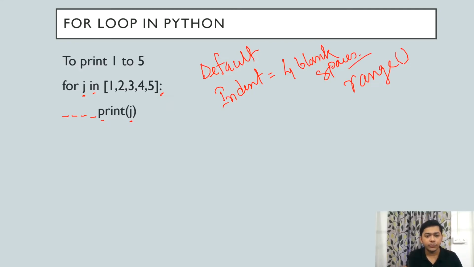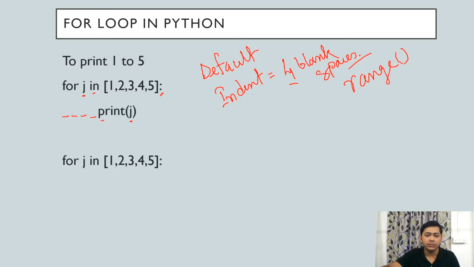Now for this one, in place of 4 you can increase it. In the Spyder settings, you can increase it to 4, 5, 6, 7, 8 like this. You can make it as per your requirement, but generally we do not change this. Okay, so same way this one we can achieve like this.